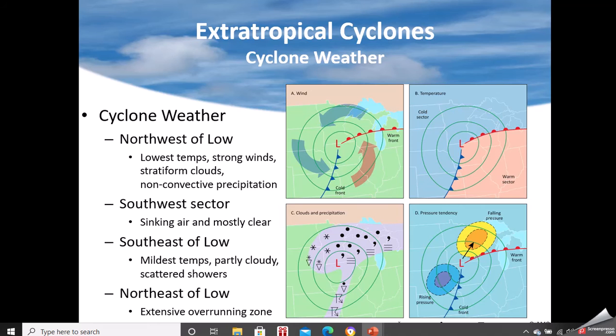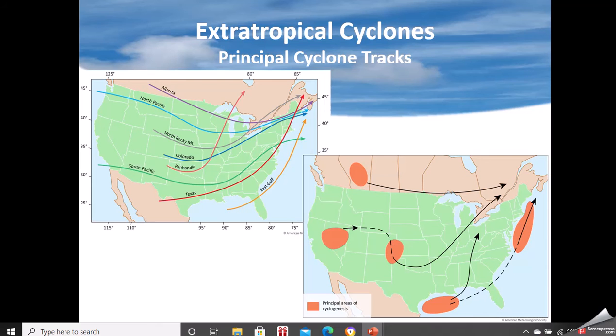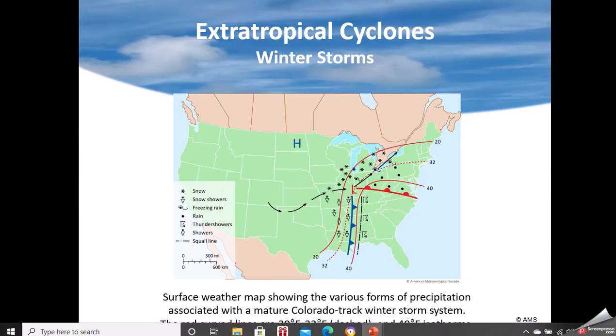Now, cyclones have all different kinds of weather depending on what quadrant you're in. And in the summertime, obviously, you're not going to get snow, but you may get rain to the northwest of the cyclone, or you may get snow in the wintertime, more rain ahead of the warm front. But when you get in on the other side of the warm front, you're going to get more showers and thunderstorms. So actually tracking where these lows develop and form and where they move to can make a big difference in the kind of weather you're going to get.